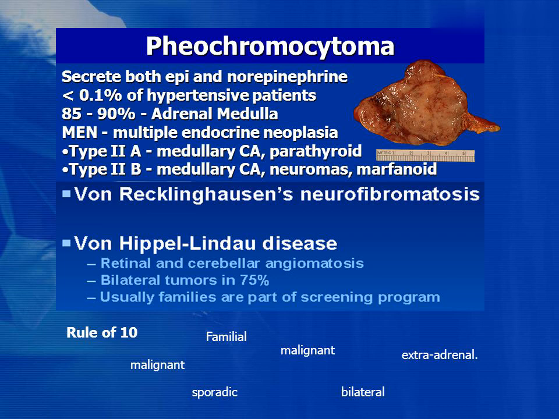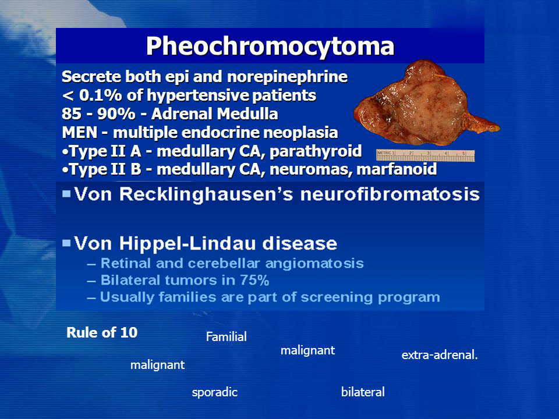Less than 0.1% of hypertensive patients. 85 to 90% are in the adrenal medulla. Associated with multiple endocrine neoplasia. Type 2A: medullary carcinoma, parathyroid. Type 2B: medullary carcinoma, neuromas, marfanoid habitus. Rule of 10: familial, malignant.